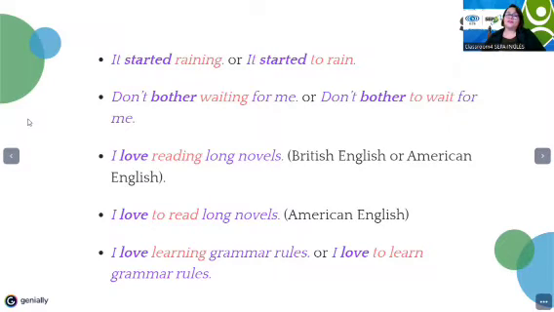Let's repeat again. It started raining or it started to rain. Don't bother waiting for me or don't bother to wait for me. I love reading long novels. I love to read long novels. I love learning grammar rules or I love to learn grammar rules.